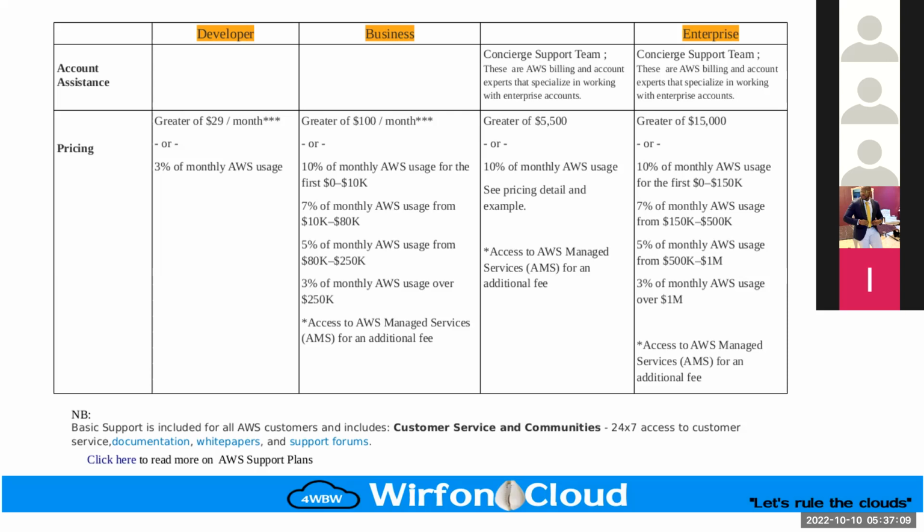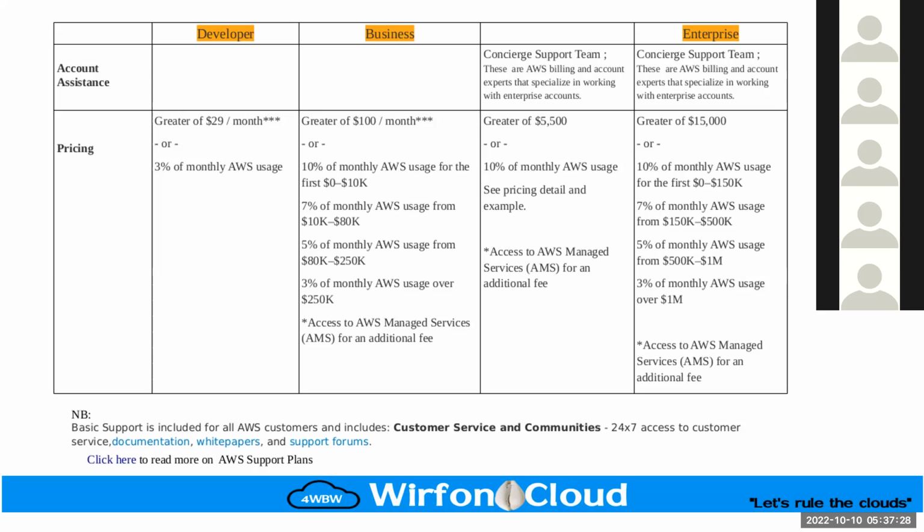We can go and read all these percentages. It will take a little while, but if you go through it, you'll be able to remember some of them. But what is essential here is to know which support plan offers which service.